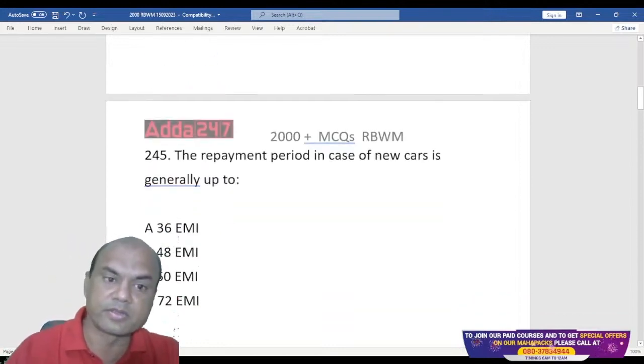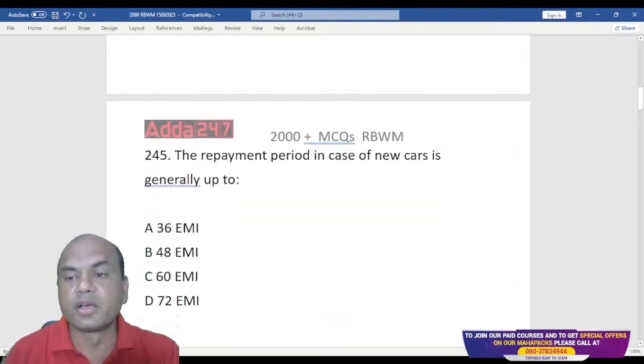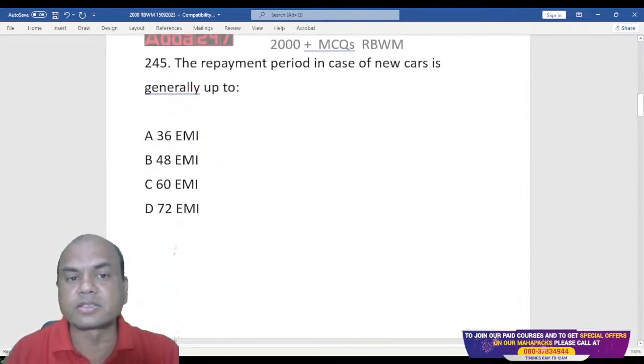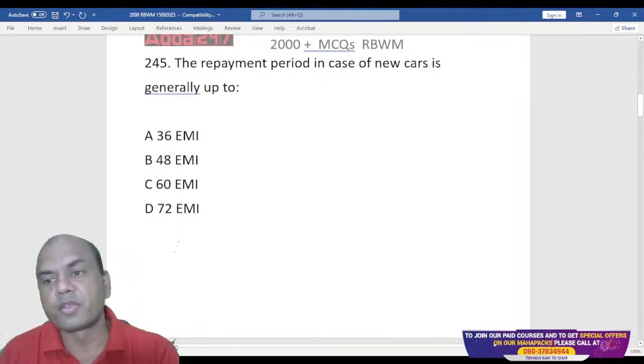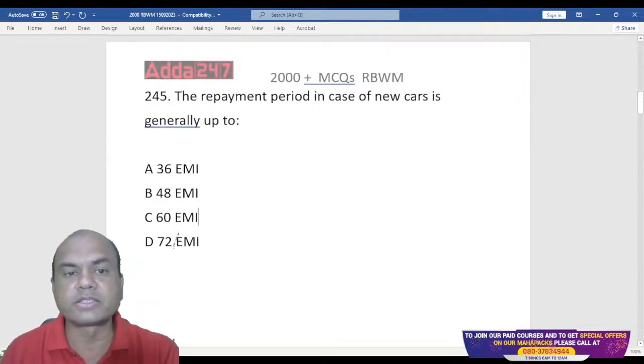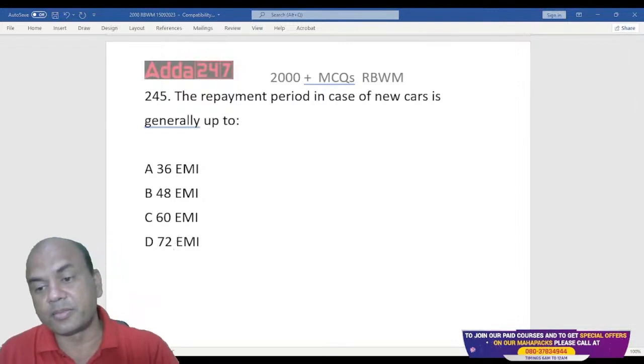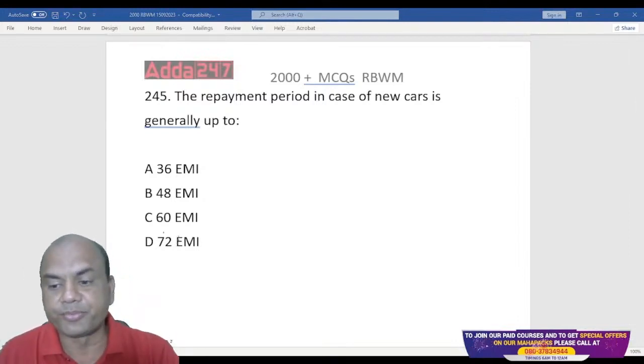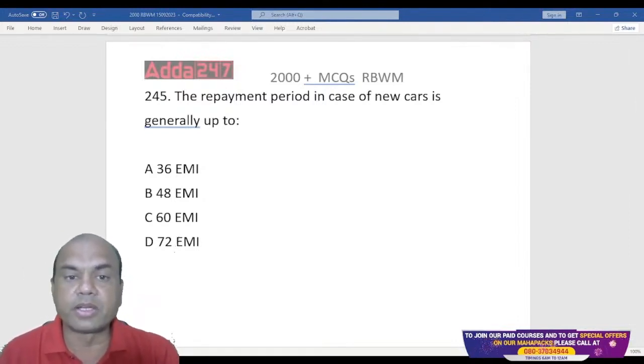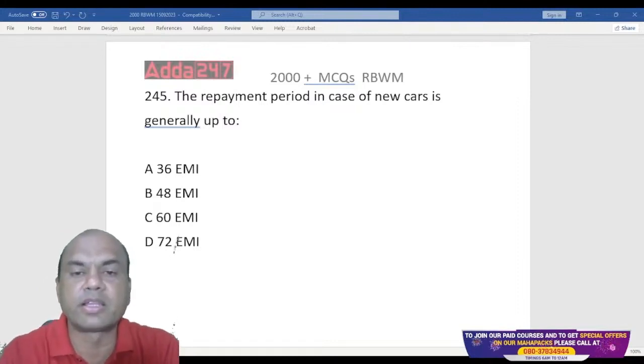Next one. The repayment period in case of new car loans, new cars, is generally up to what? So this repayment period for new cars is up to what? Let me get it from you. I'll give you 1 minute to answer, everyone. Let's see.